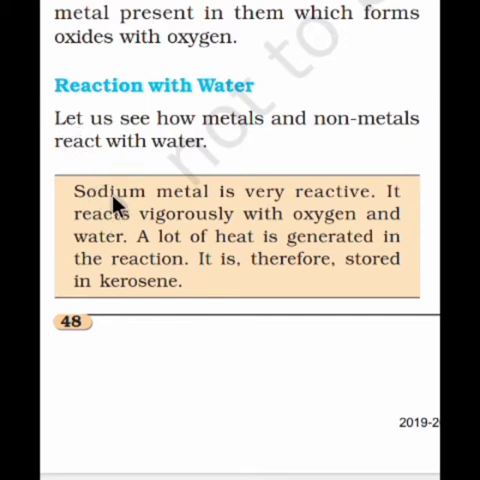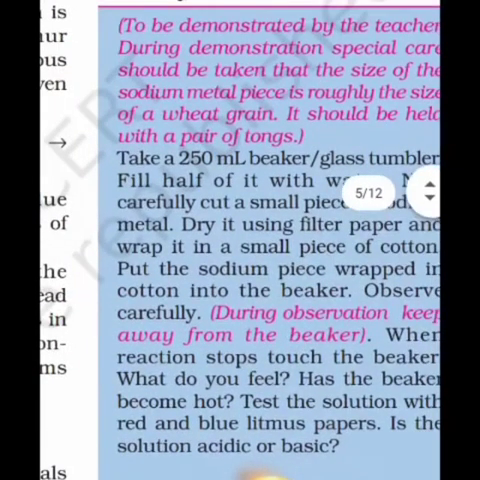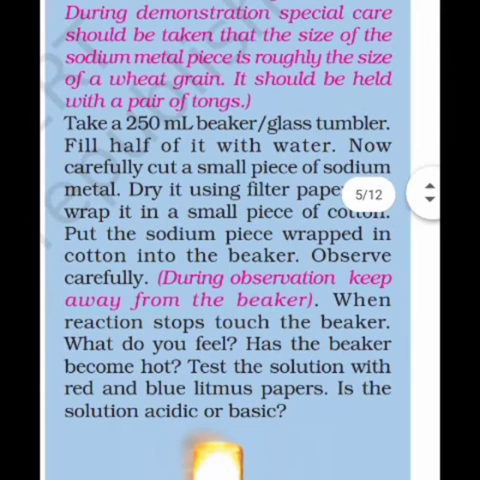Here is one extra piece of information: sodium metal is very reactive, so be careful with it. It reacts vigorously with oxygen and water very fast. A lot of heat is generated in the reaction, that's why it is stored in kerosene, so that the sodium is not able to react directly with water. This experiment will be demonstrated by the teachers only. You don't need to try it at home, even if you have all the components.